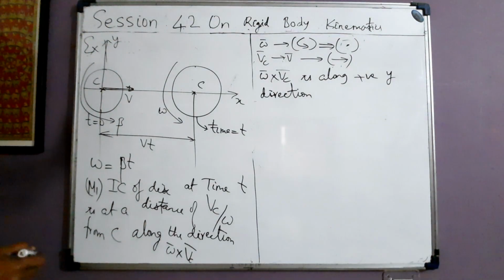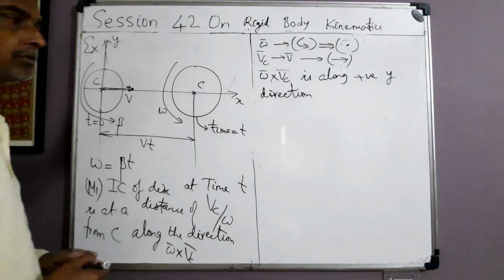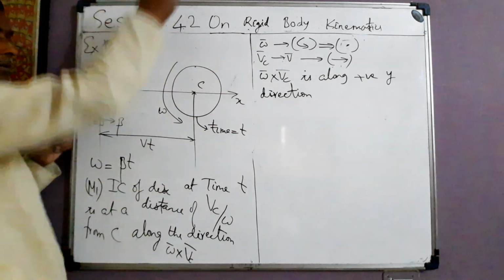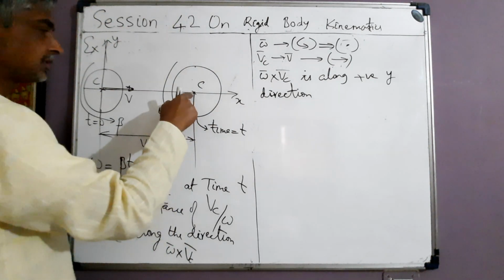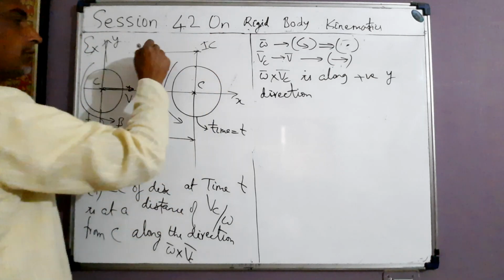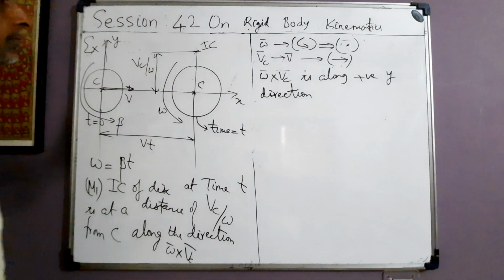Is along the positive y direction. That is along what? Positive y direction. Okay, so omega is here, Vc is here, omega cross Vc is upward. So the IC of the disk is at a distance of somewhere here. Here the IC lies. This distance is just equal to Vc by omega.